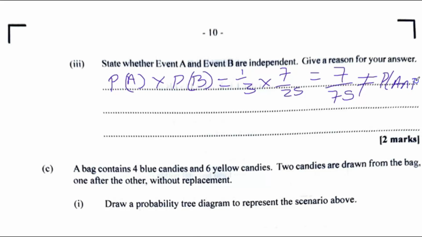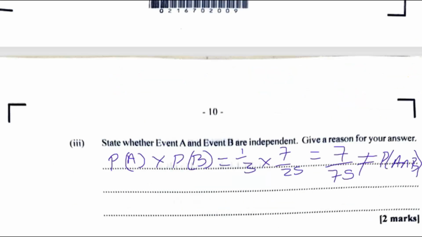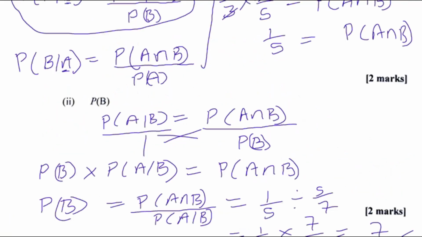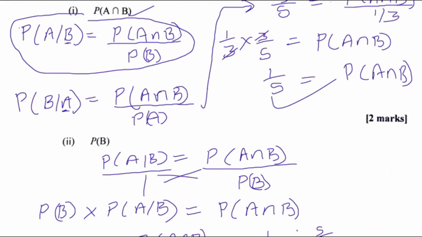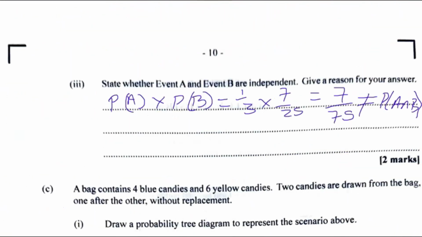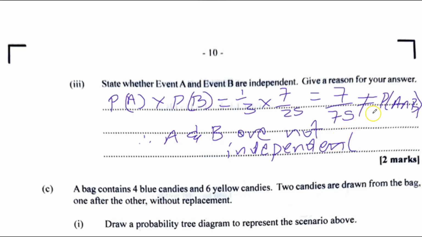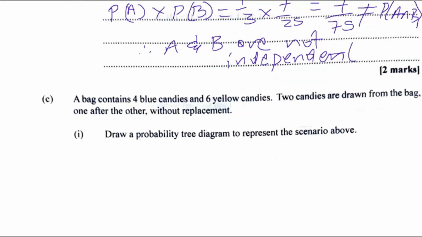Remember, the probability of A intersect B was, what was it? The probability of A intersect B was 1/5. So it's not the same as 1/5. So therefore, A and B are not independent, because if independent, the probability of A times the probability of B would be equal to the probability of A intersect B, and that's not the case. So they are not independent.